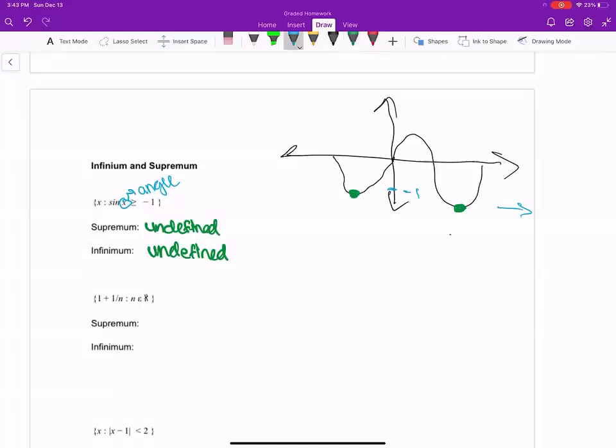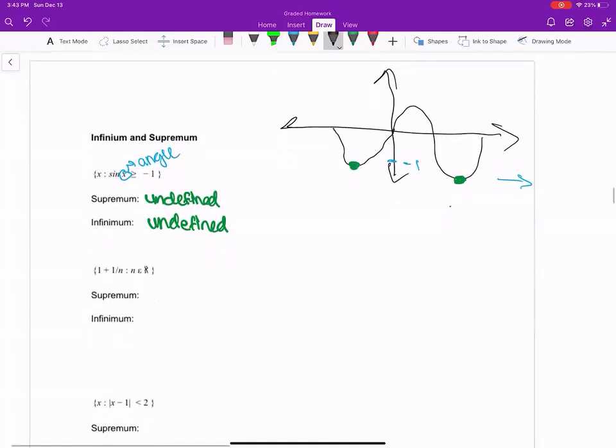Now let's move on to 1 plus 1 over n. Notice that n is an element of the natural numbers. And what is the smallest? Okay, and you have 1 over n. 1 over n is at its greatest value when n is at its smallest, because you want to minimize the denominator, right? And what is the smallest possible natural number? 1. So our greatest value is 1 plus 1 over 1. So 1 plus 1, 2. So the supremum is 2.